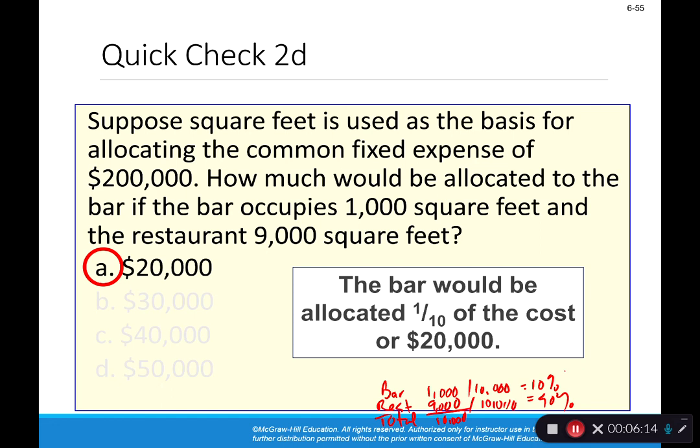And then you take the 10% times the 200,000, and that'll give you the 20,000 that gets allocated to the bar. It didn't ask, but we could also multiply the 90% times 200,000 and determine that 180,000 would go to the restaurant.